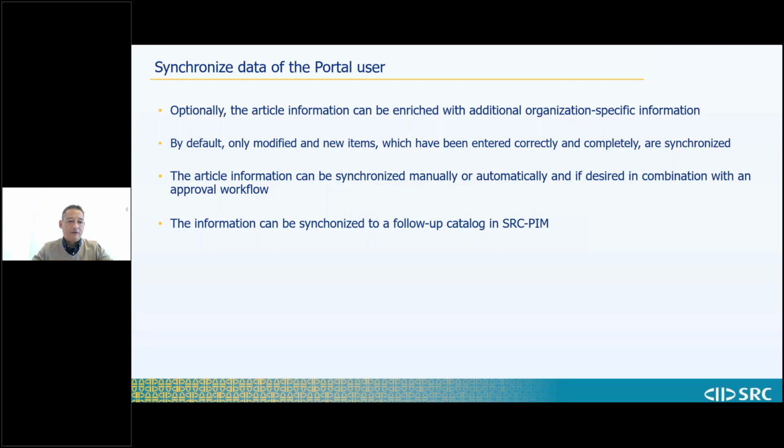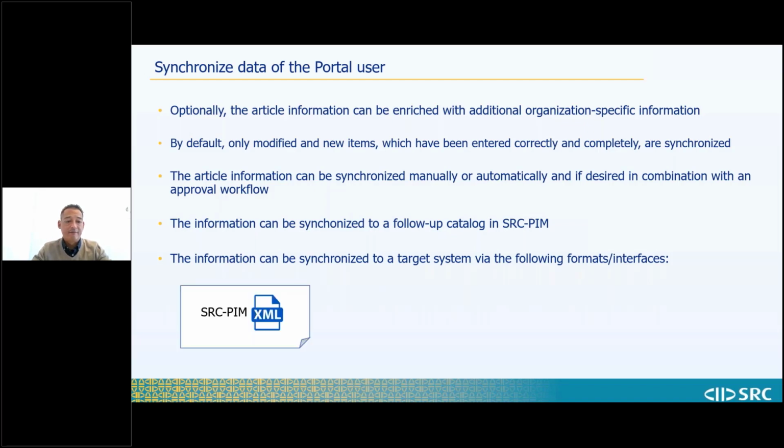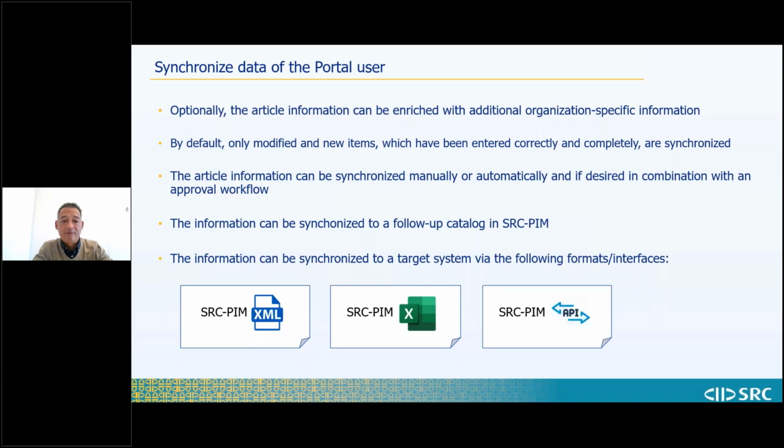Just a summary: the information can be synchronized to a follow-up catalog in SRC PIM, so for instance, your own central catalog. It can also be synchronized to a target system, and that can be done via the following formats or interfaces. You can use the SRC PIM XML format, or you can use the SRC PIM Excel format. Of course, it's also possible to retrieve the information via the SRC PIM API.